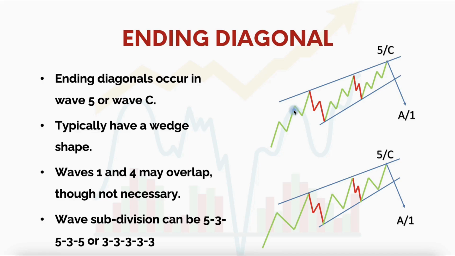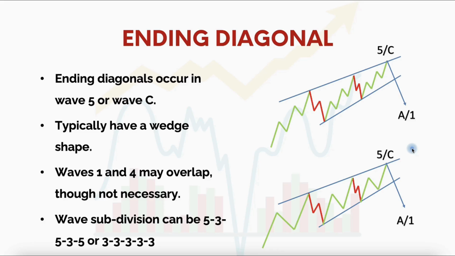So in terms of structure, they look very similar to leading diagonals, or they have a wedge shape, triangular shape, but they occur in fifth or C waves. That is the main difference. Here again, wave 1 and 4 can overlap, though it's not necessary. And in terms of the internal structure of these waves, you can have 5, 3, 5, 3, 5, or you can have 3, 3, 3, 3, 3. So that's ending diagonal for you.